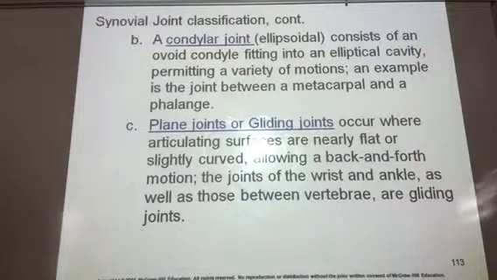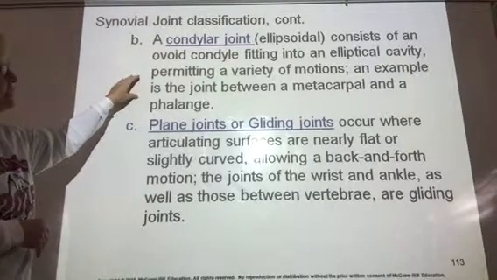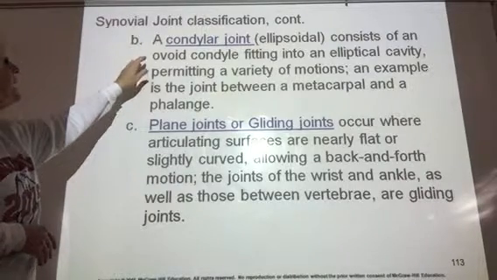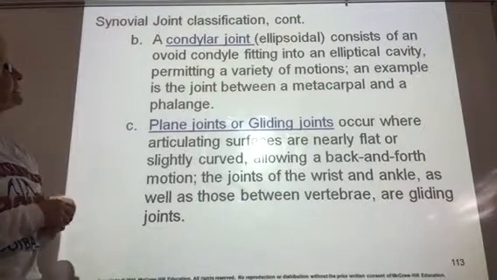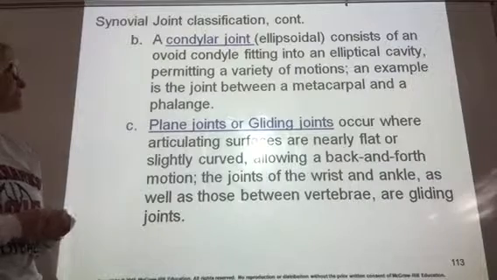Condylar joint, I probably won't ask about. Ball and socket, the most common, the one you should know the most. A condylar joint is going to have a condyle. An example would be in your hands, a metacarpal and a phalange.